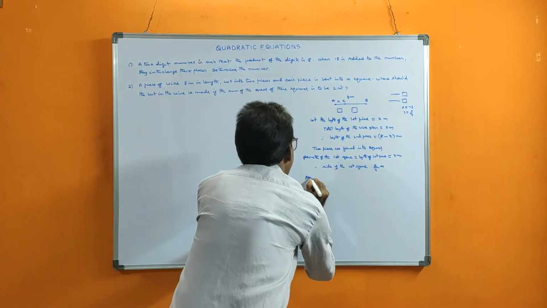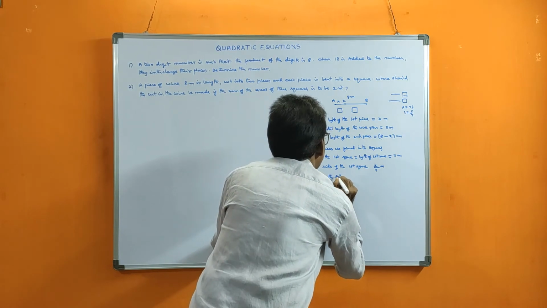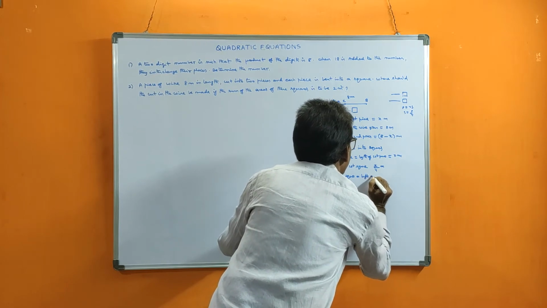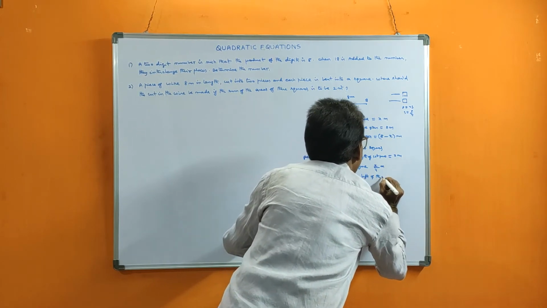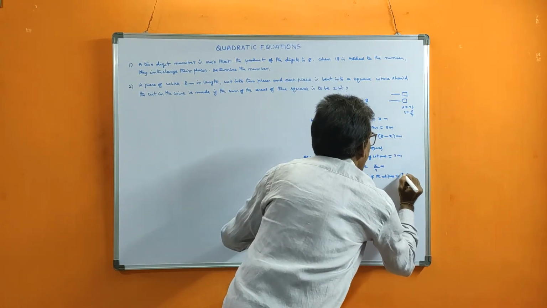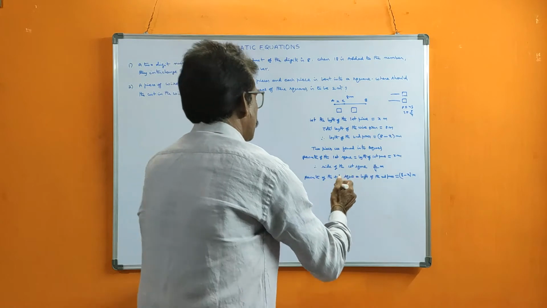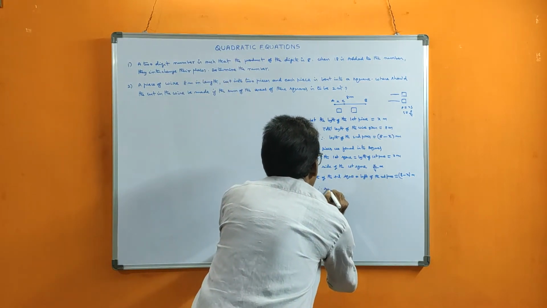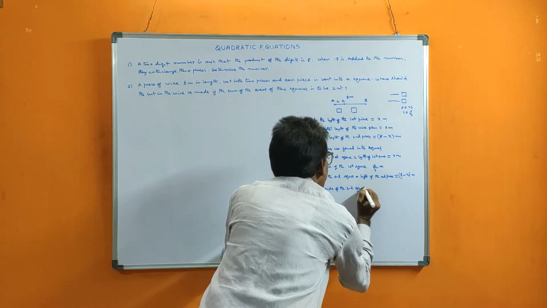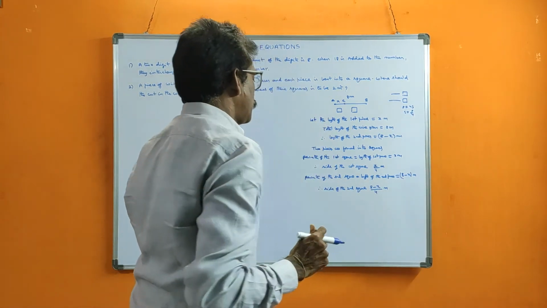In the same way, the perimeter of the second square is equal to the length of the second piece, that is 8 minus x meters. Therefore, the side of the second square is (8 minus x) by 4 meters. This is the side of the second square.